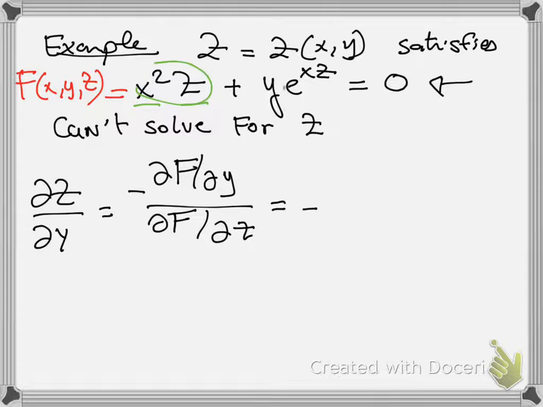Now, y times e to the xz. So x and z again are constant, so this thing here is a constant. Here we have a product, so it's y times a constant. The derivative of y is 1 times the constant, plus y times the derivative of the constant, which is 0. So it's just 1 times e to the xz over.